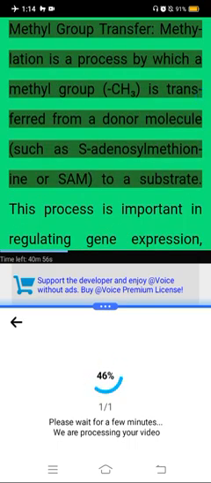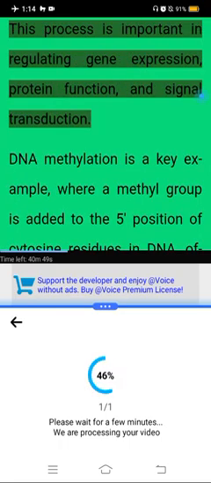Methyl group transfer. Methylation is a process by which a methyl group, CH3, is transferred from a donor molecule such as S-adenosylmethionine or SAM to a substrate. This process is important in regulating gene expression, protein function, and signal transduction.